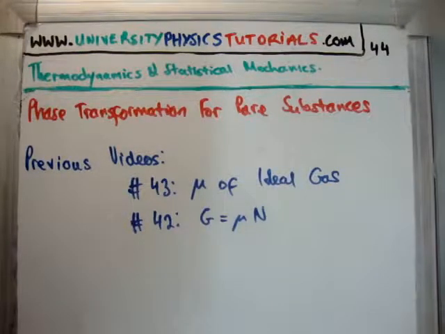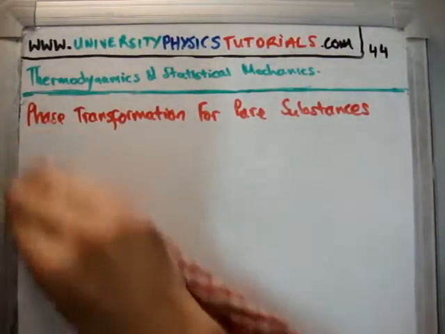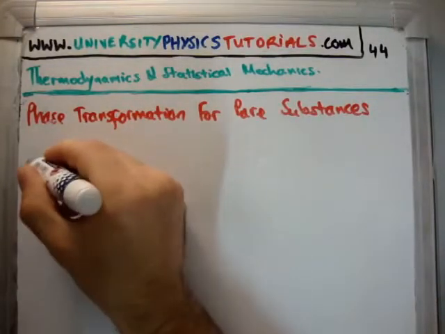Number 43, I discussed the chemical potential of an ideal gas, and number 42, I showed that the Gibbs free energy per particle is equal to the chemical potential. So let's just do one or two definitions.